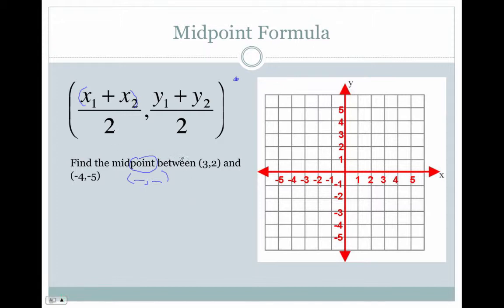So I'm going to plot these points over here so that we can see them and see if our midpoint lands in the right spot. So there's 3, 2, and negative 4, negative 5. There we go.